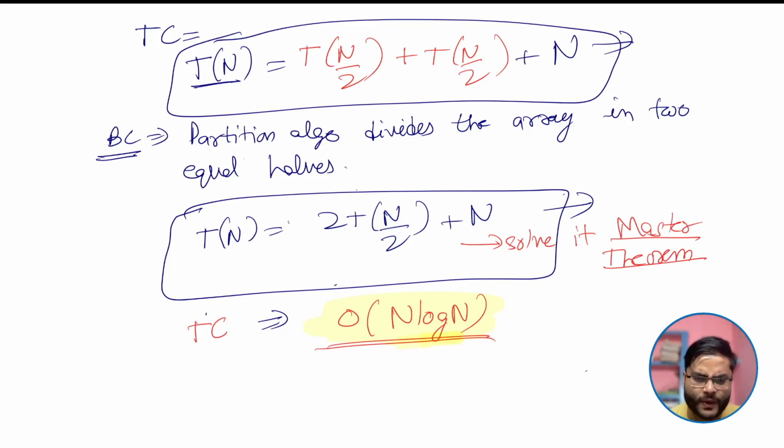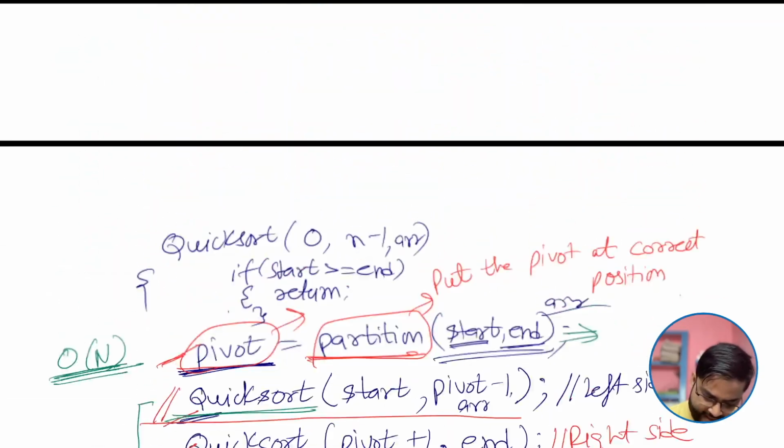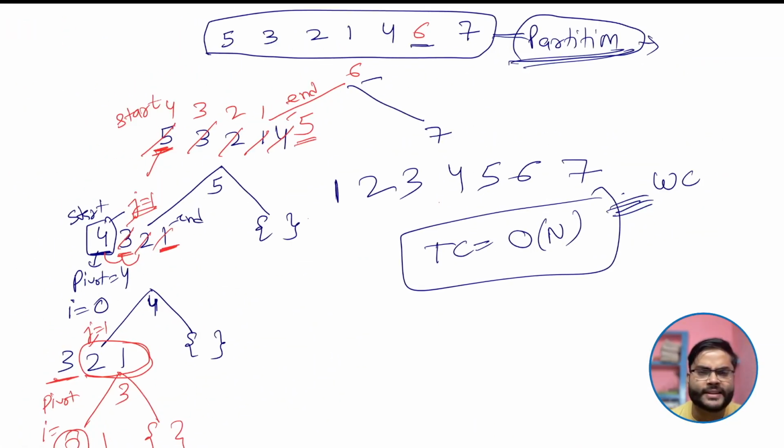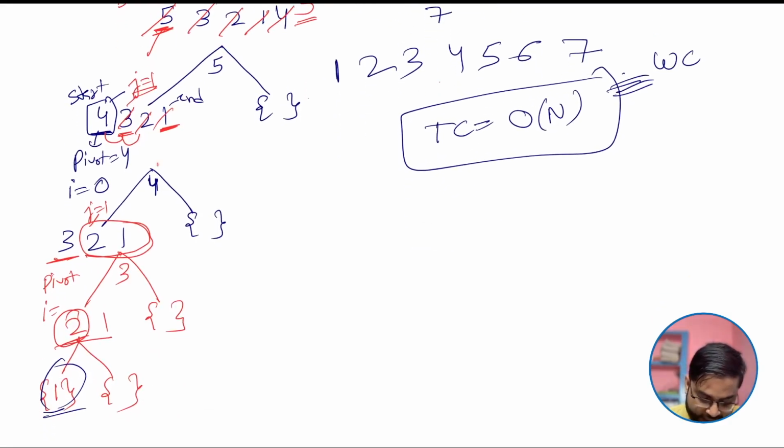Now let's discuss the worst case. Let's see our previous example. If you see carefully here, after sorting 6, we had elements 4, 3, 2, 1. When we choose 4 as the pivot element, every time the array gets inclined to one side only. The right side is empty and the left side contains all the elements.